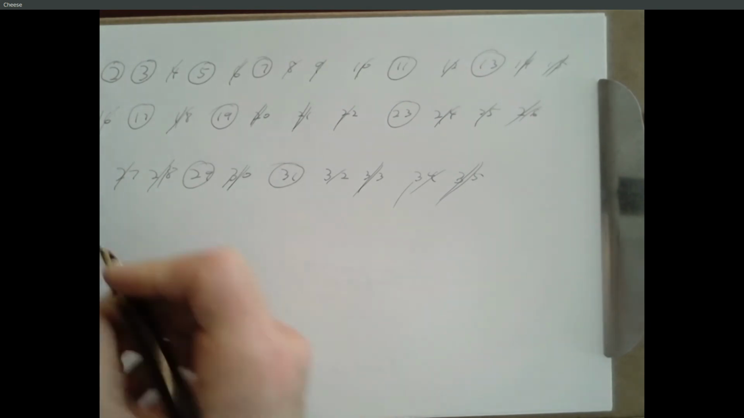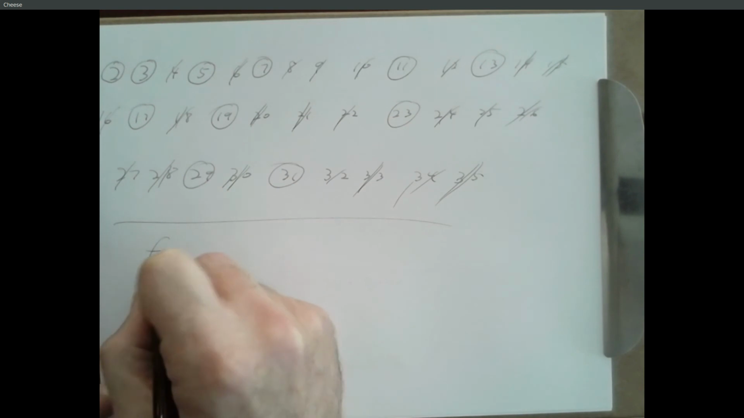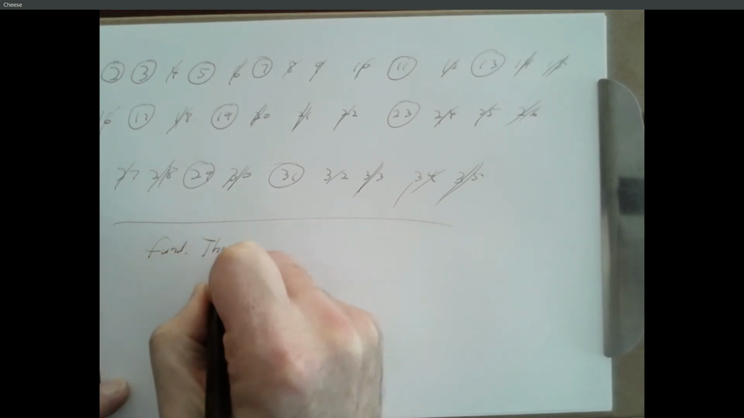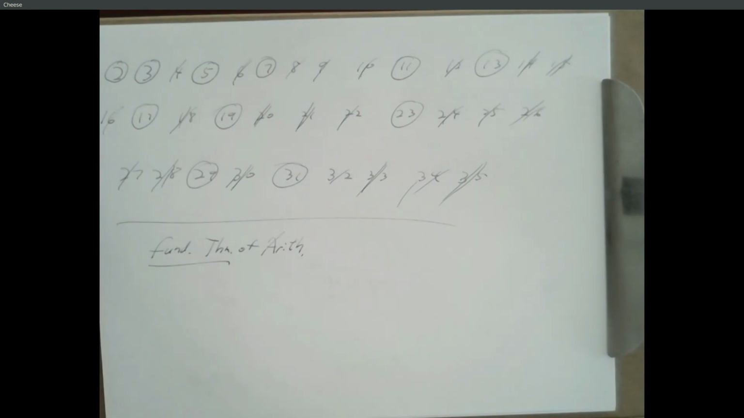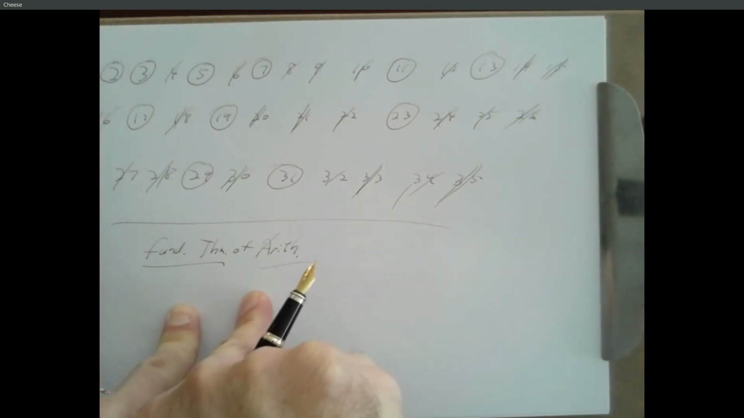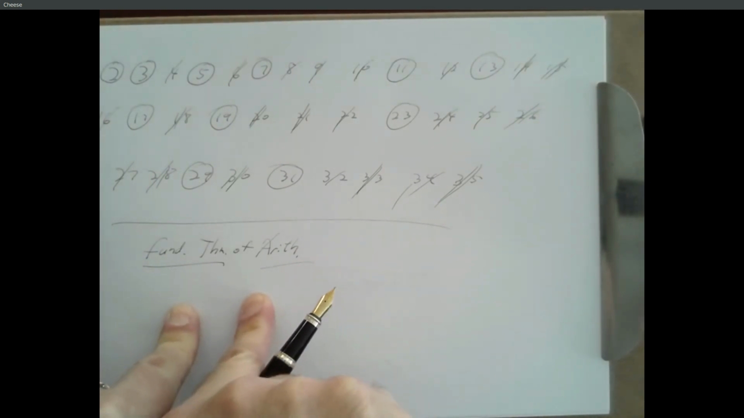All right, and I'll just leave you with the fundamental theorem of arithmetic, which we already talked about, but I didn't call it that. Fundamental theorem sounds really powerful. Arithmetic, not so much. It's a mix. But this is the statement that when you take a number and you write it as a product of primes, that product is unique.